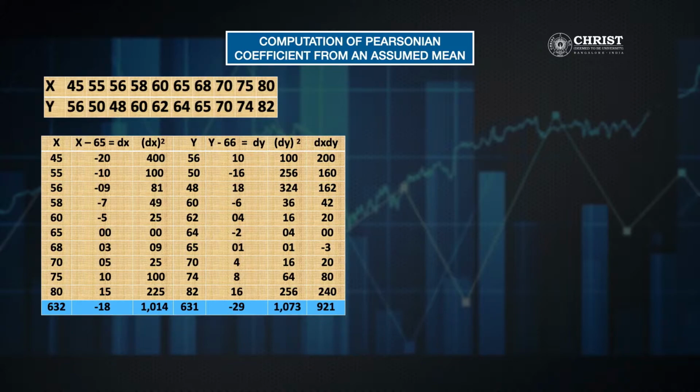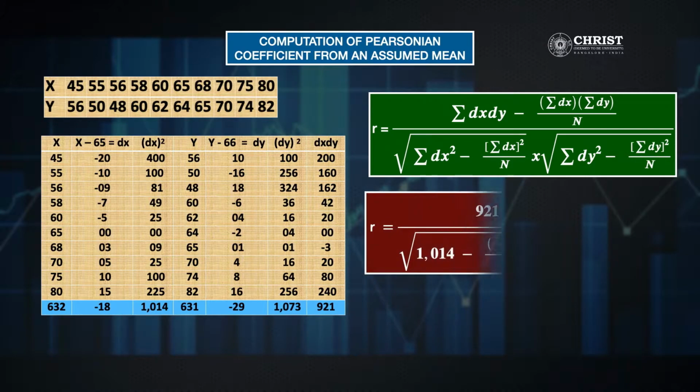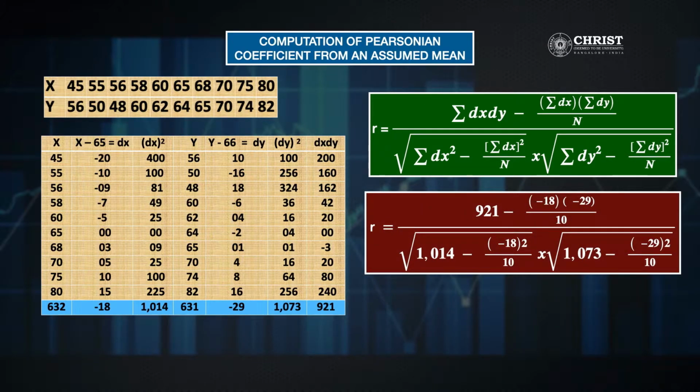Now you have to multiply dx into dy. So you will get 200, 160, 162, 42, 20, 0, minus 3, 20, 80 and 240. Total is 921. Now you have to substitute the values in the equation. So you are getting 921 minus 18 into minus 29 divided by 10, where n is the number of observations. The whole divided by root of 1014 minus 18 squared divided by 10 into root of 1073 minus 29 squared divided by 10. So you will get r is equal to plus 0.8818.